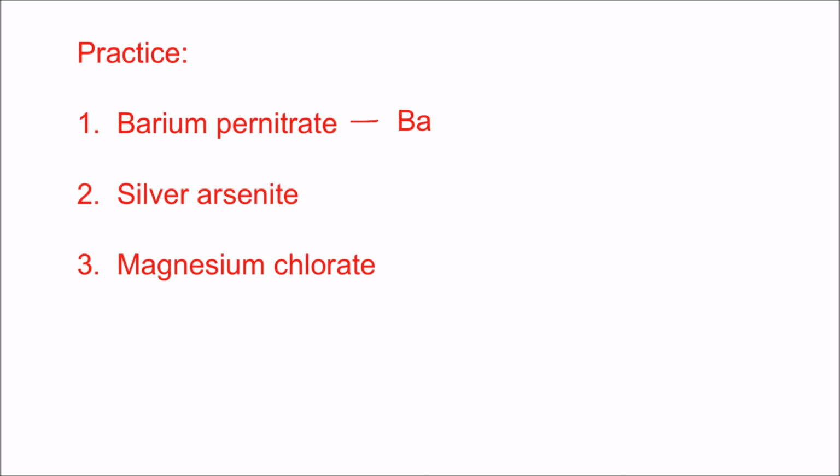So I know the last element is going to be oxygen, and the middle element is going to be nitrogen because my stem here is nitre. So let's write down our N and our O. Alright, now we need to figure out how many oxygens we give our nitrogen.